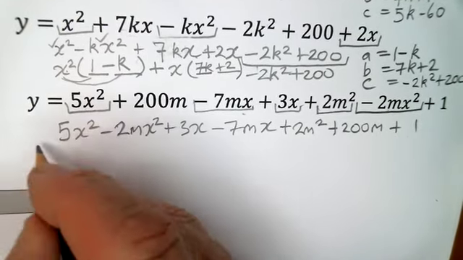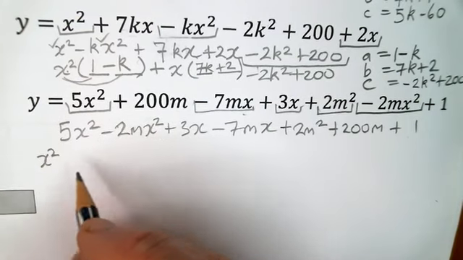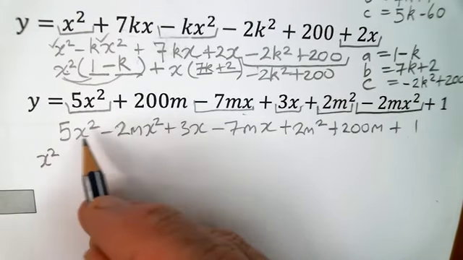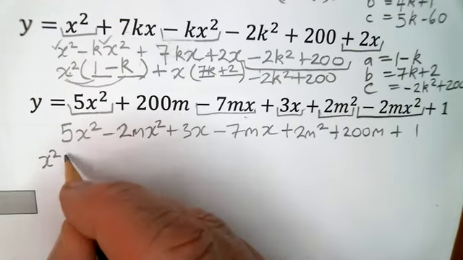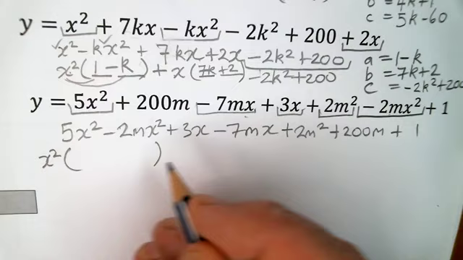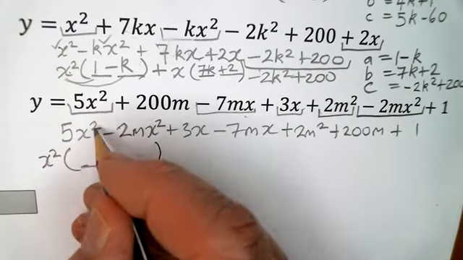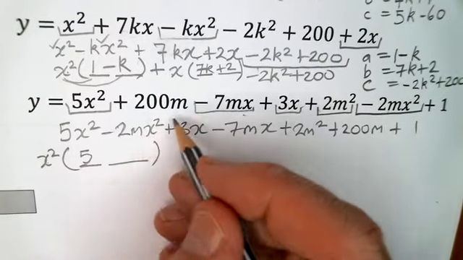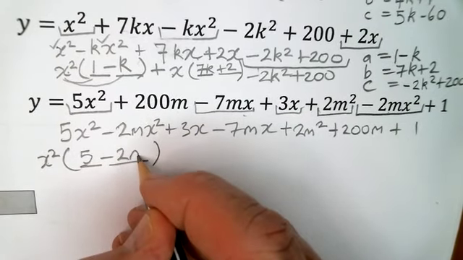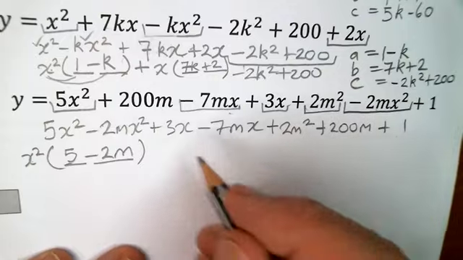So I'm going to take x squared outside. By the way, if it was negative x squared, I'd put the negative inside somewhere. This has to be a positive, and it has to be an x squared. So I'm going to ask the question, what times x squared makes 5x squared? It's a 5, and what times x squared makes negative 2mx squared is going to be negative 2m. There it is.